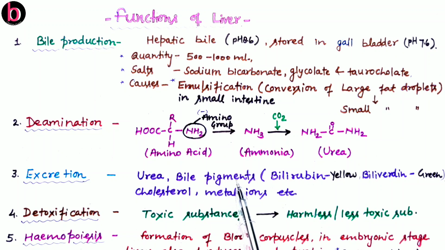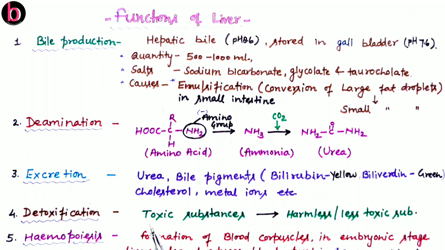There are also a number of bile pigments that we discussed, like bilirubin and biliverdin. Bilirubin is yellow in color, biliverdin is green in color. Their formation occurs from degenerated RBCs. RBCs carry hemoglobin, and after the lifespan of the RBCs is complete, that hemoglobin is converted into bilirubin and biliverdin. These are also excretory materials, so they are excreted by our digestive system.